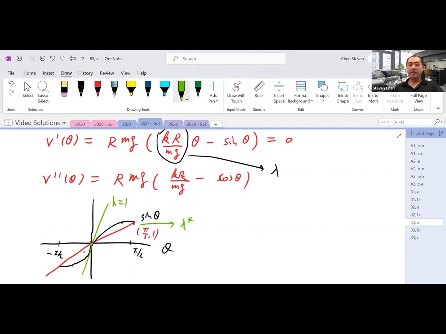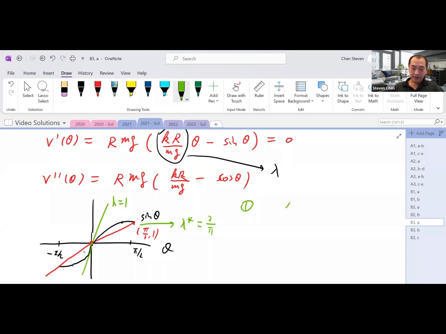So let's put it down here. Okay, so let's compute lambda star. So for lambda star, we know lambda star times pi over 2 is equal to 1. So lambda star here is equal to 2 over pi. So now we have a clear answer to this question, right?